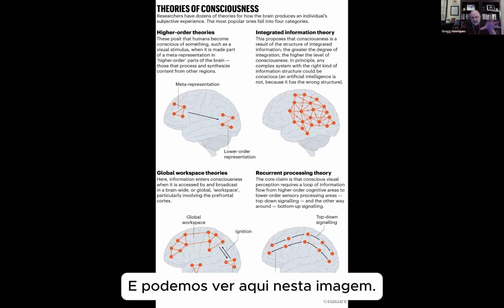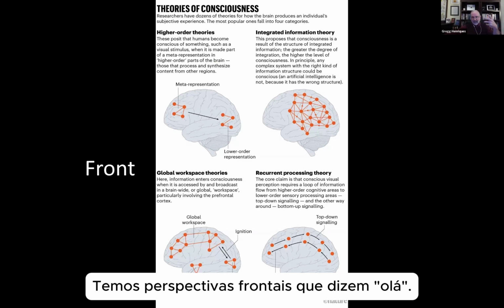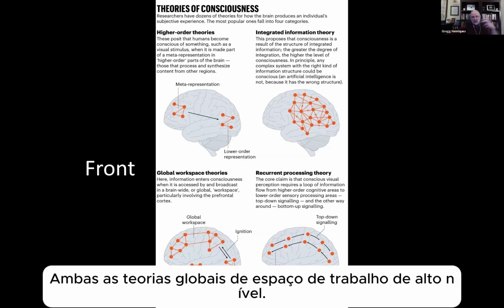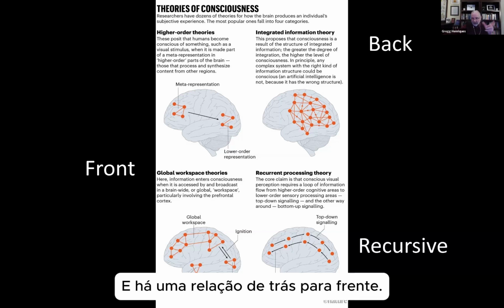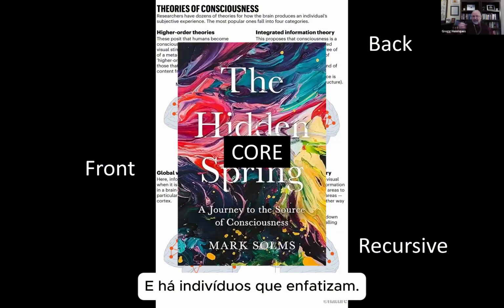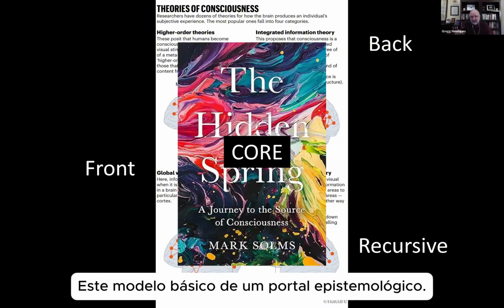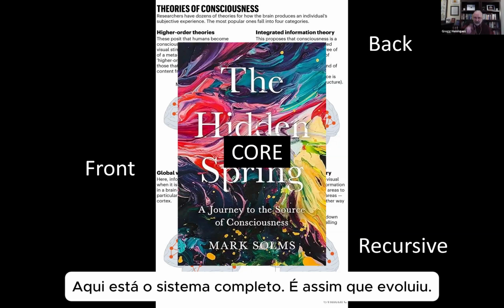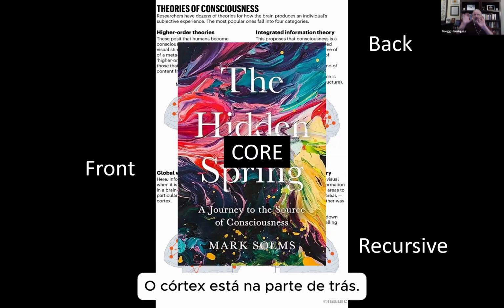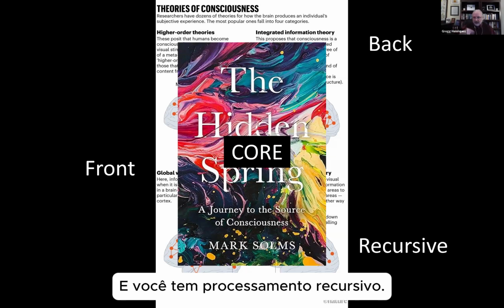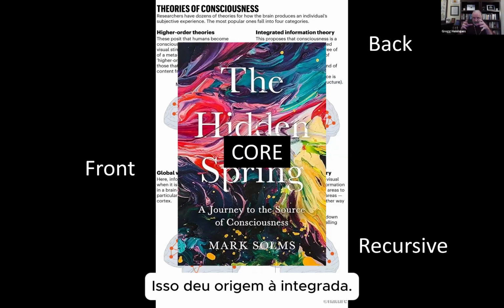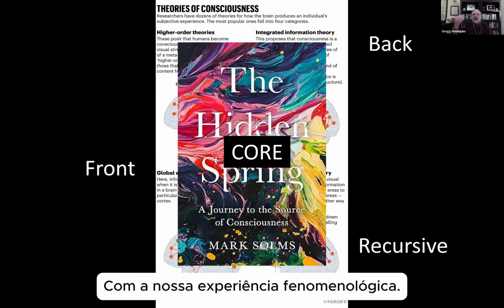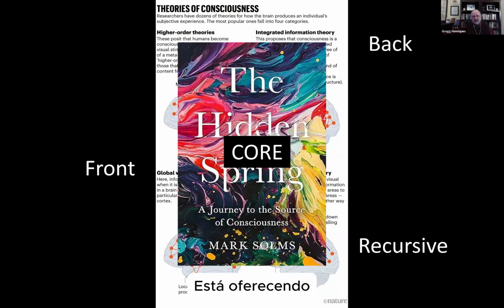And we can see here in this picture that we have front perspectives that say, hey, both of these, global workspace and higher order theories, are basically taking representations, manipulating them, broadcasting, accessing versus consolidating them. And there's a back and front relation. And there are some individuals that are emphasizing this affective core. Well, this basic model of an epistemic portal says, here's the whole system. This is how it evolved. These are the core parts. Then it evolves into cortex. The cortex is doing the back. The front's doing the back. And you have recursive processing, add the thalamus, and you have a basic structure that's given rise to the integrated informational structure at the brain level with how our phenomenological experience is offering.